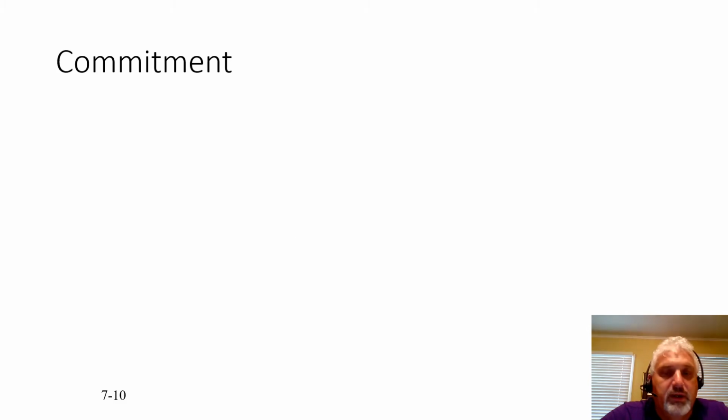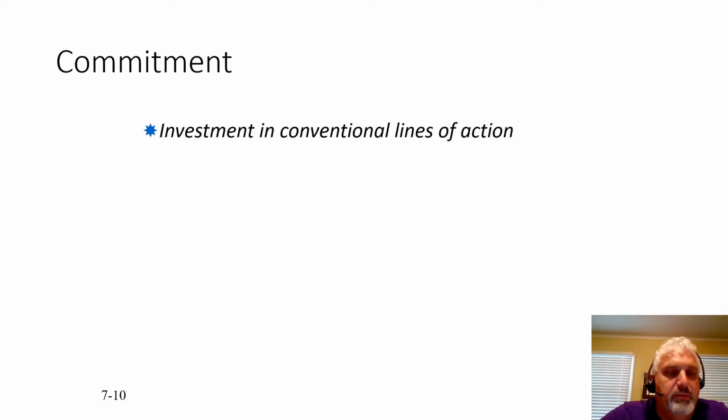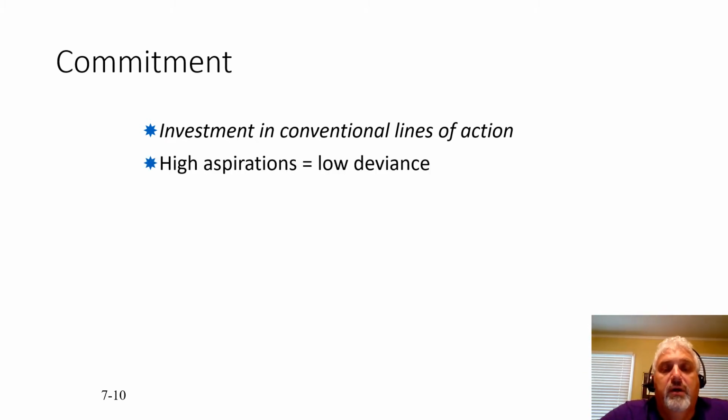Okay? The second is commitment. And commitment basically refers to our investment in conventional lines of action. So our investment in having a good job, having a secure future, etc., raising our children correctly, living a normal life. The greater we are invested to conventional lines of action, the less likely we are to deviate. People who have high aspirations, I want to be very successful, I want to be a lawyer, I want to be a doctor, etc., they have low levels of deviance. Why? Because they have a lot to lose if they fall off of their commitment to conformity.